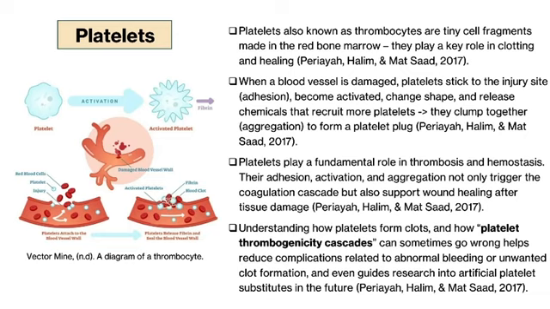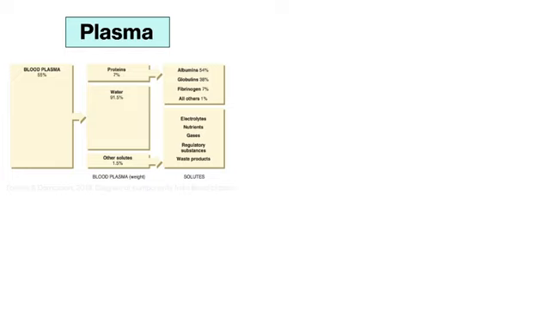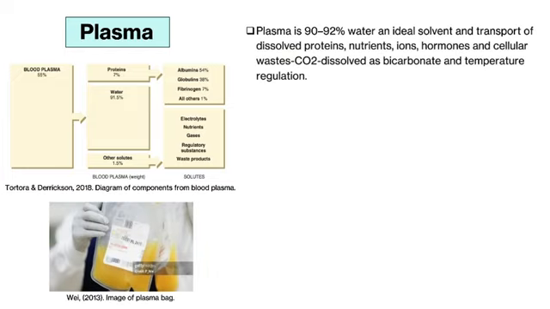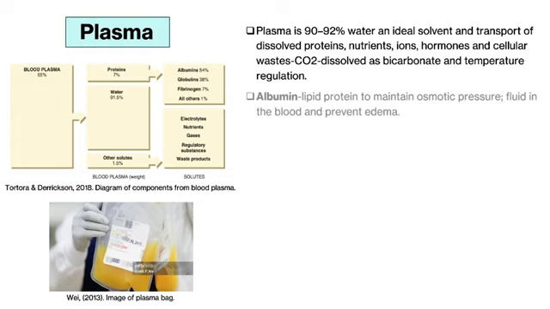Plasma makes up the bulk component of the blood, approximately 55%, and is mostly water, which makes it an ideal solvent to carry proteins, nutrients, ions, and hormones, as well as an important medium of transport of dissolved cellular waste and carbon dioxide as dissolved bicarbonate, as well as playing an important role in temperature regulation.